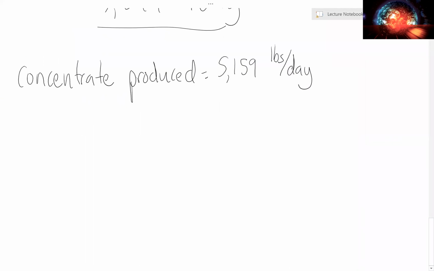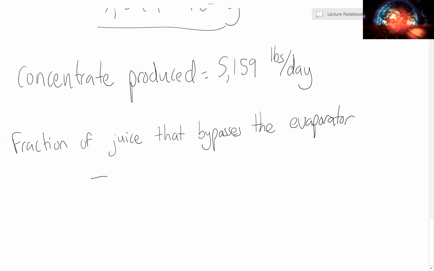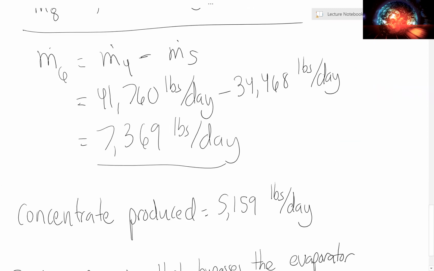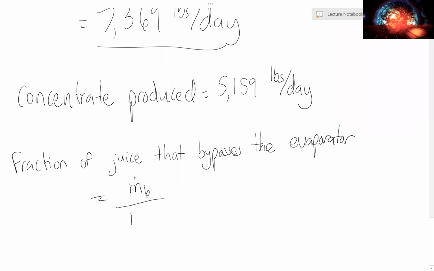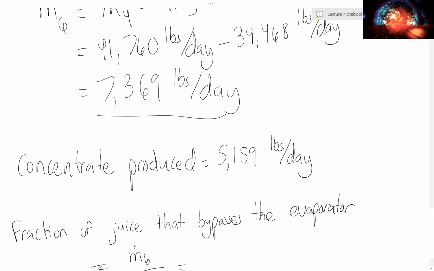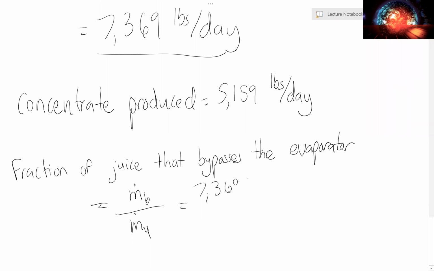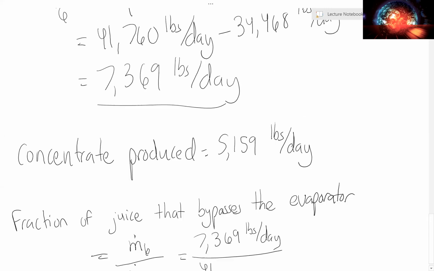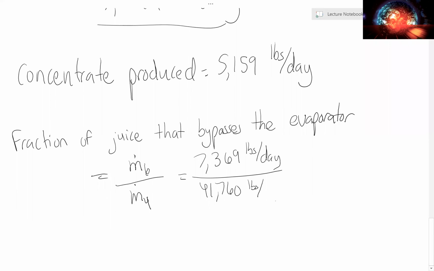The next thing that's asked is what fraction of the juice by mass bypasses the evaporator. So the fraction of juice that bypasses the evaporator, that is simply M6 over M4, which is 7,369 pounds per day over the total 41,760 pounds per day, which is 0.176.